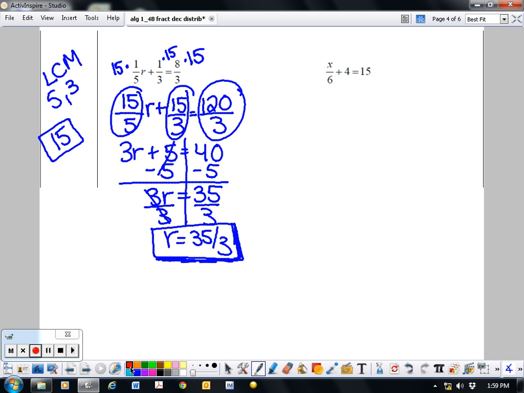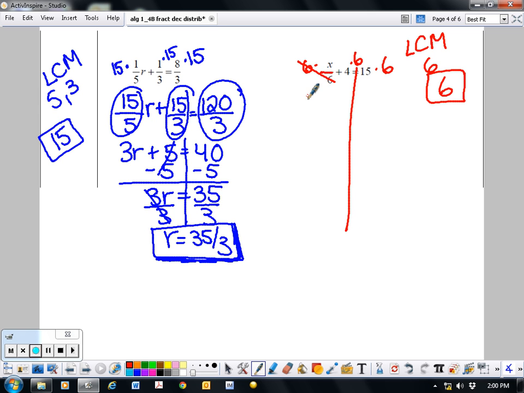Okay, so for the next one we have 1 fraction. So what we're going to do is we're going to use that fraction as our multiplier. So here, my LCM between 6 and nothing else is really just 6. So I'm going to times by 6 here, times by 6 here, times by 6 here. So here I'm going to go ahead and do the division. So 6 divided by 6 becomes 1. So this is really a 1x, or x.